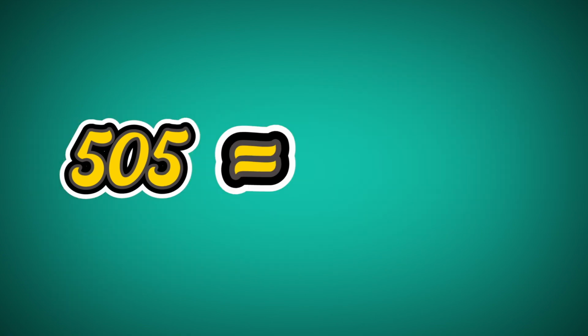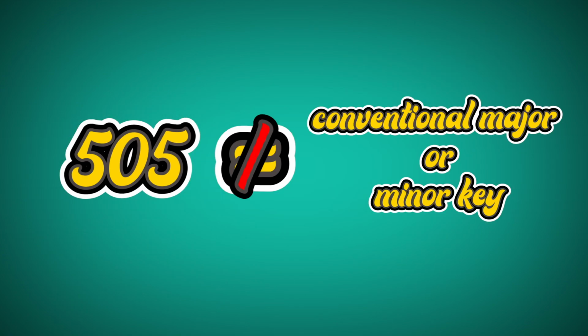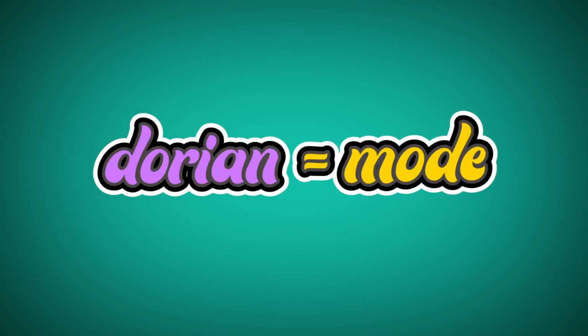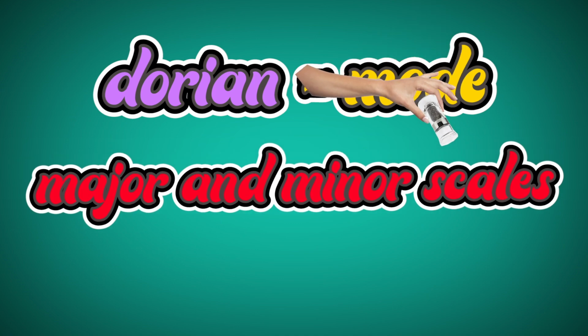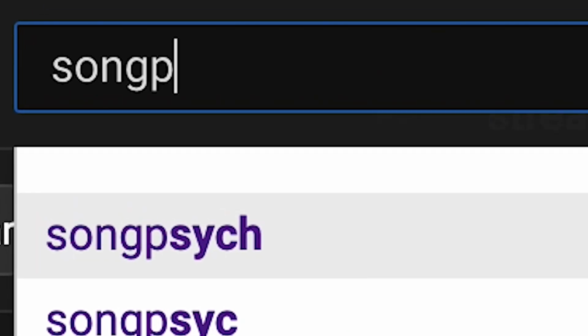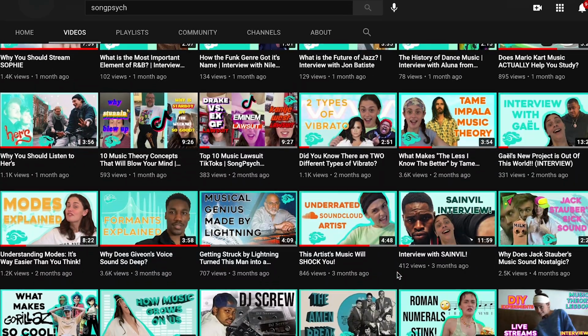This means that it's not technically in a conventional major or minor key. Dorian mode is just one of the modes that take our usual major and minor scales and add a little bit of spice to them. If you want to learn more about all the modes, you're in luck. We already made a video all about modes. I'll link it in the description.